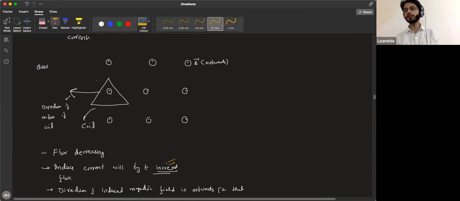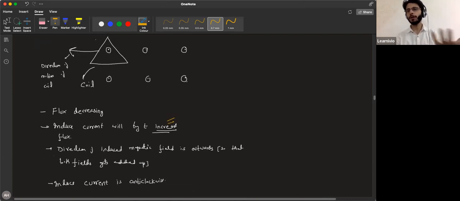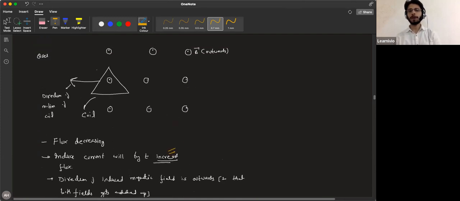To increase the strength of the magnetic field, the original magnetic field and the induced magnetic field should be in the same direction. If original is outwards, that means induced should also be outwards. Then only they can add up, and the strength of the magnetic field and the flux will increase. So the induced current should be anti-clockwise. The magnetic field is outwards, so apply the right-hand thumb rule: put your thumb outward, and the direction of the current is anti-clockwise. Good Umar, your answer was correct. So it will be anti-clockwise.